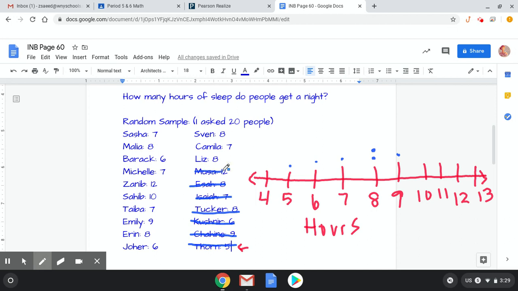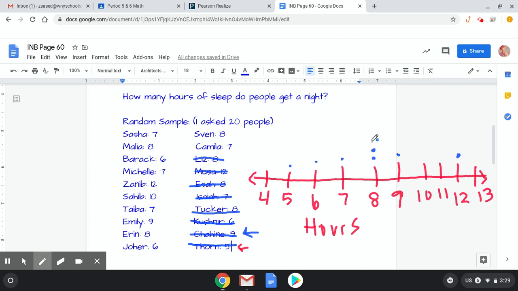Musa sleeps for 12 hours. So I'm going to put a dot above 12. You guys should not be crossing out the names in your interactive notebook. You leave their names there. Don't cross it out. I'm crossing it out for myself so you guys can see and follow along. Okay? You keep their names there.